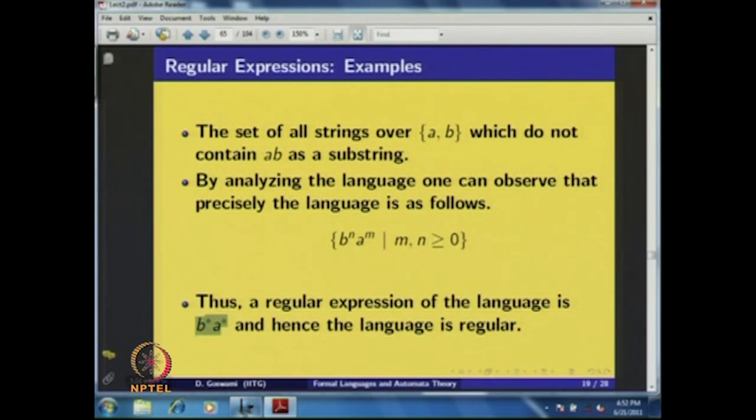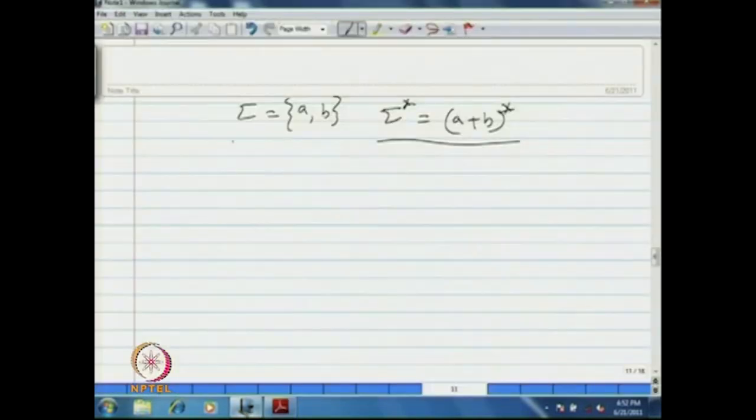Similarly, we can construct regular expressions for many other languages. For example, let's consider the alphabet {0, 1}, and the set of all strings over this alphabet where the number of ones is at least 2. That means there are at least 2 occurrences of 1 in every string in the language.